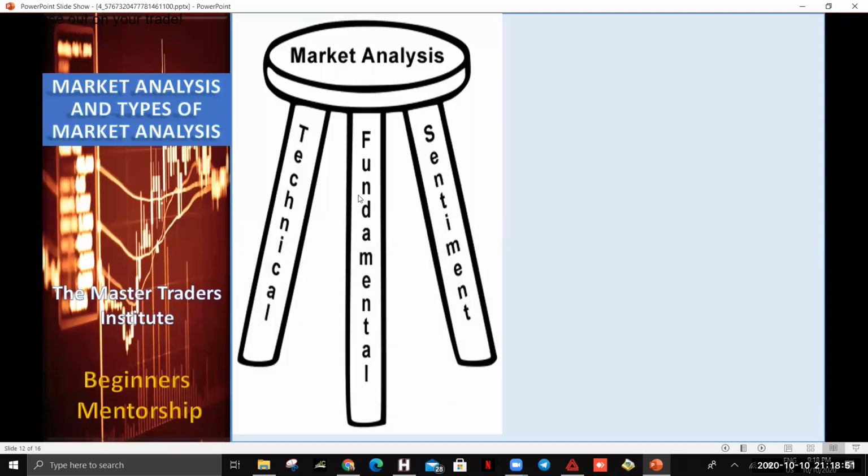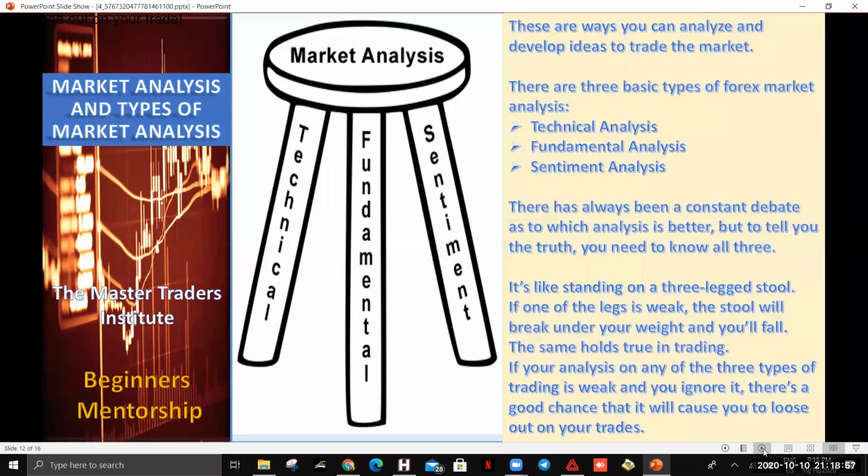So that is what fundamental is, and this is what technical analysis is, and that's what sentimental analysis is. Now let me explain it. These are the ways you can analyze and develop ideas to trade the market. There are three basic types of Forex market analysis: the technical analysis, the fundamental analysis, and the sentimental analysis. There has always been a constant debate as to which is better, but to tell you the truth, you need to know all three.